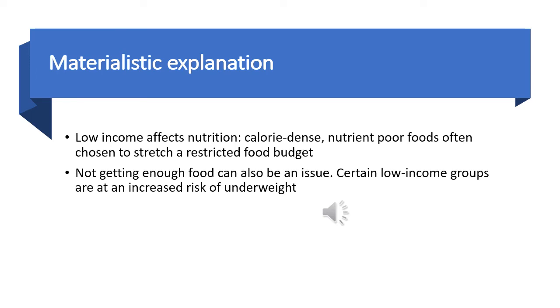Another example of the materialistic explanation of social gradient in health is that low-income communities tend to consume poor quality food in order to stretch a restricted food budget. At the same time, they are at risk of being underweight due to the poor quality food. So we need to consider these materialistic reasons for the social gradient in health or health inequality.